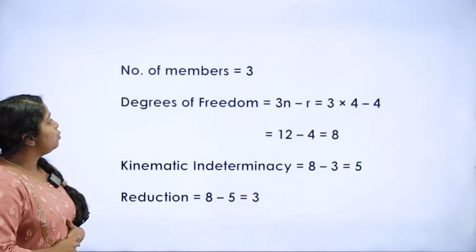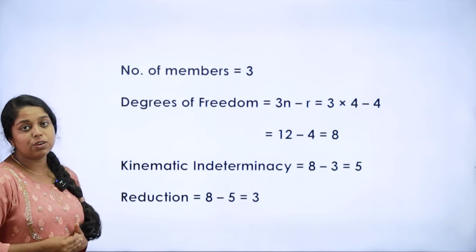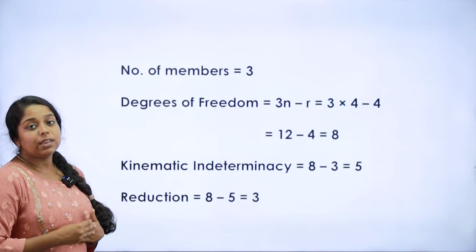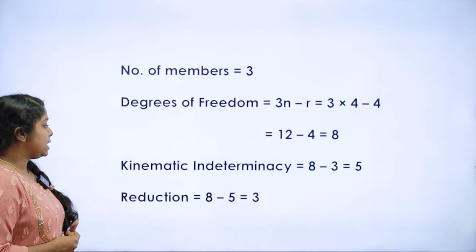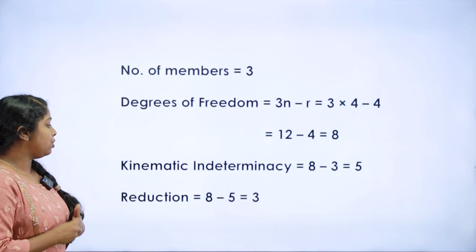From the figure, we know that the number of members is equal to 3. Then the degrees of freedom is equal to 3n minus r, which is equal to 3 into 4 minus 4. That is 12 minus 4 is equal to 8. Now the kinematic indeterminacy is 8 minus 3, which is equal to 5.